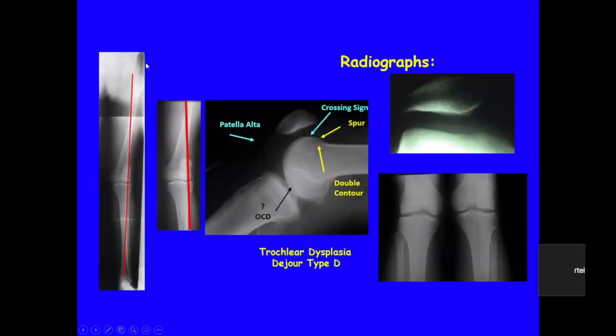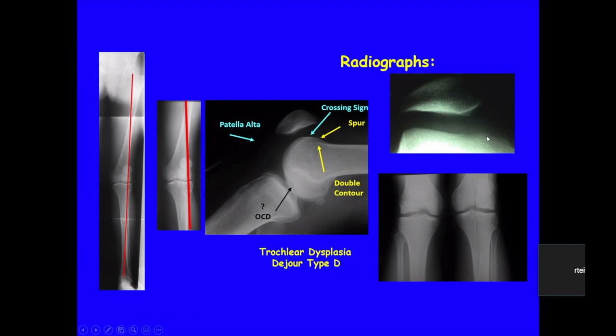Well, if we look at him, first of all, look at the alignment. His standing alignment film indeed shows that he's in valgus. The mechanical axis is well into the lateral compartment. Looking at his plain radiograph, we can see a crossing sign at the trochlea. The patella is in a high or elevated or alta position. There is a small supratrochlear spur, and there's a double contour on the x-ray, and there's a shadow which could be consistent with an osteochondritis dissecans. So we make the diagnosis of a Dejour type 4 trochlear dysplasia.